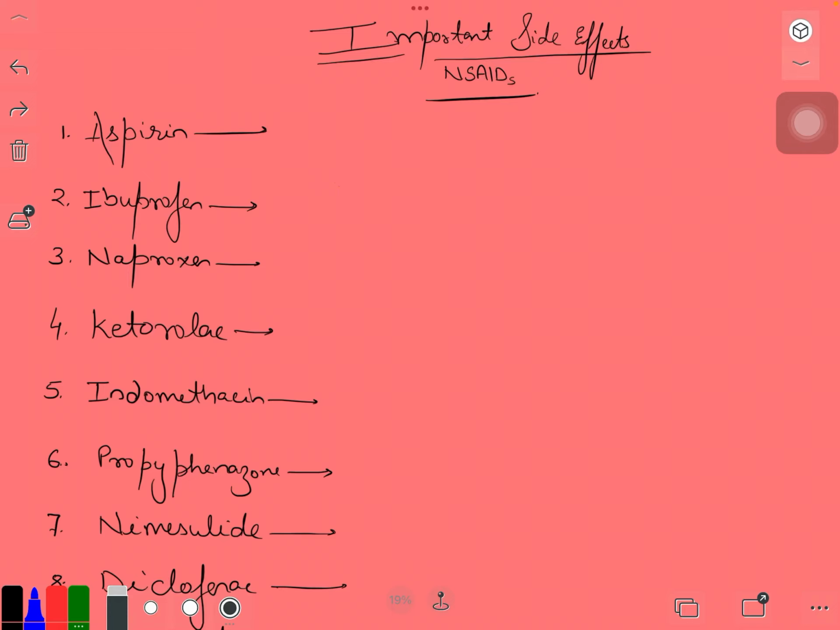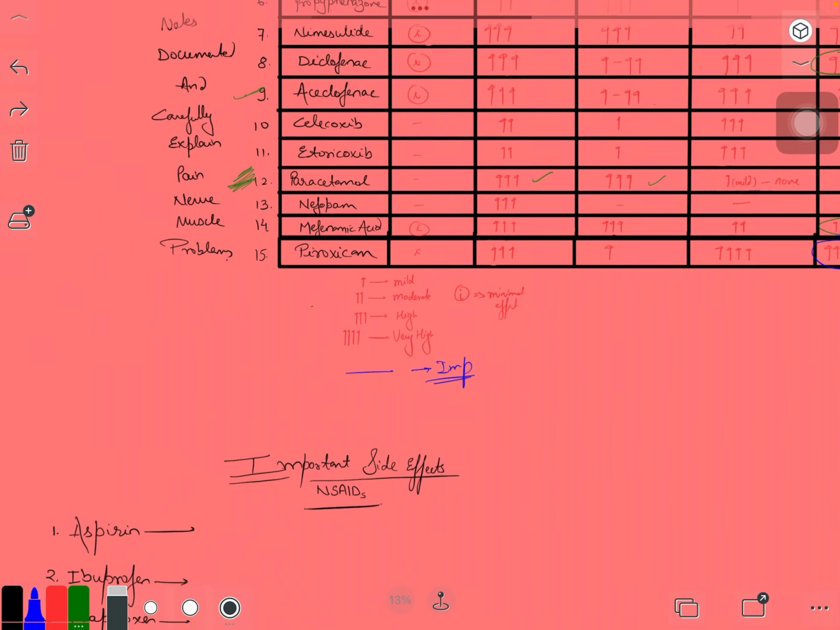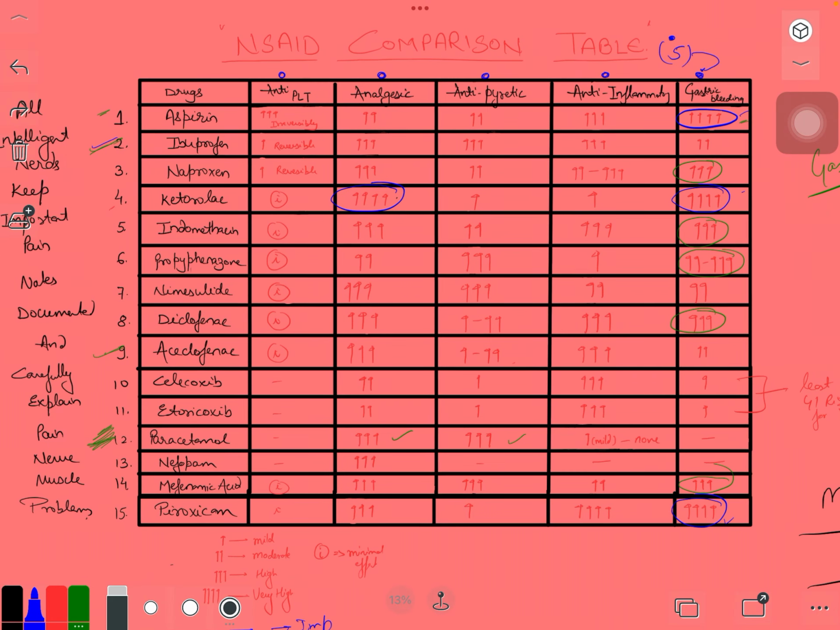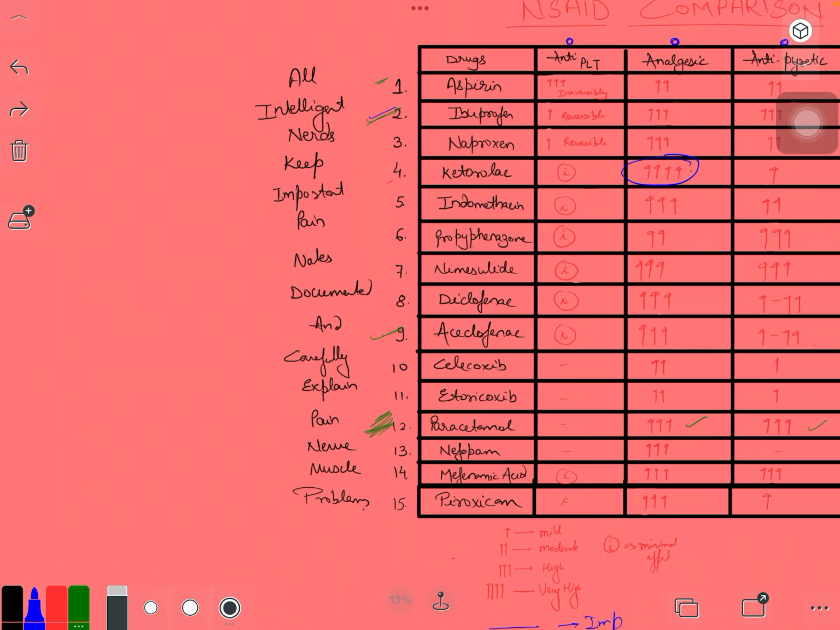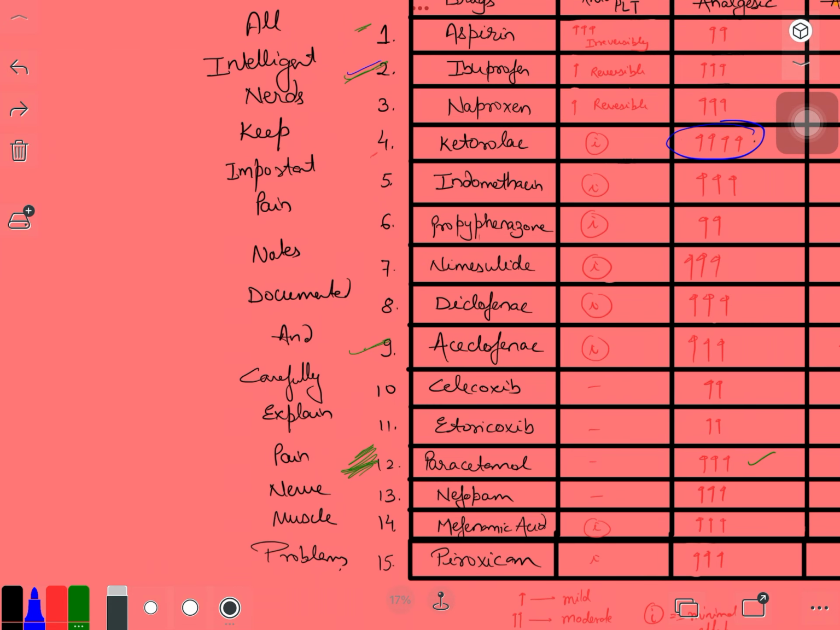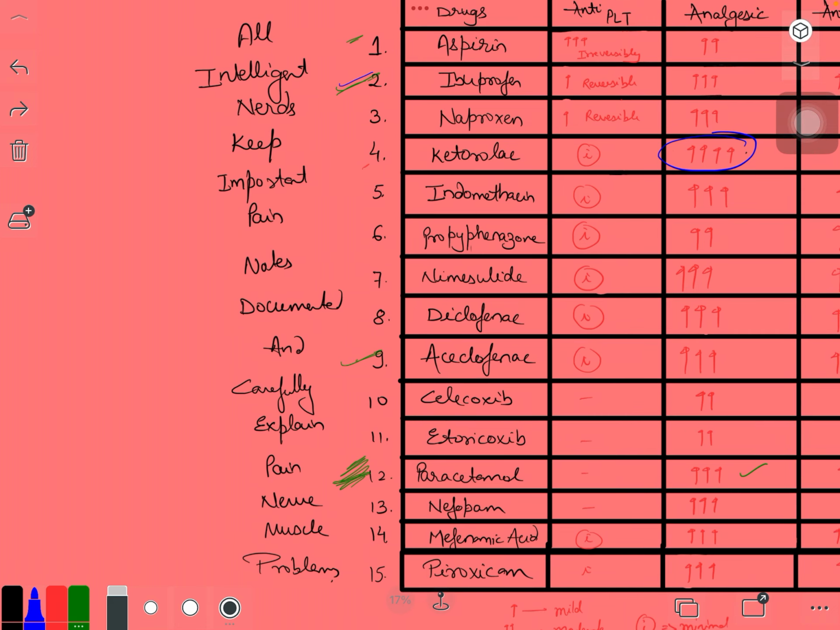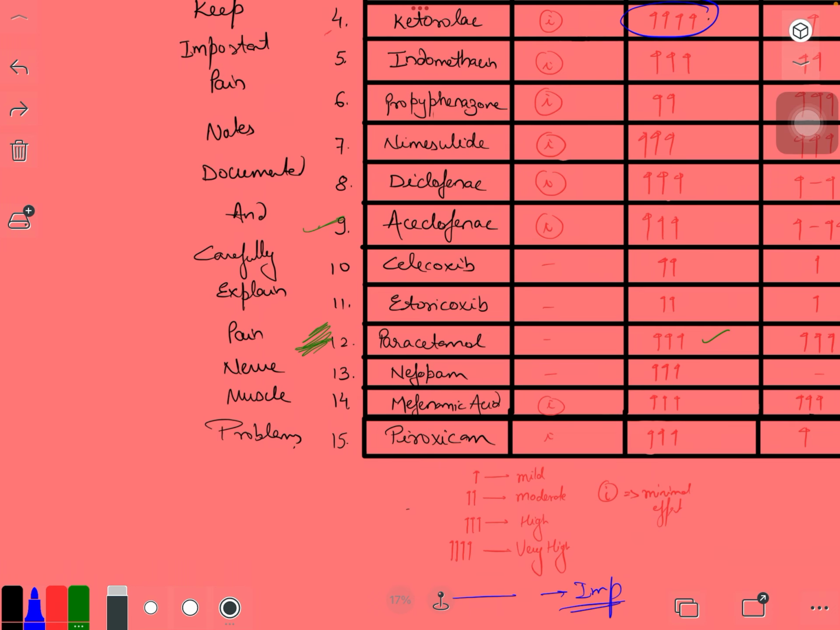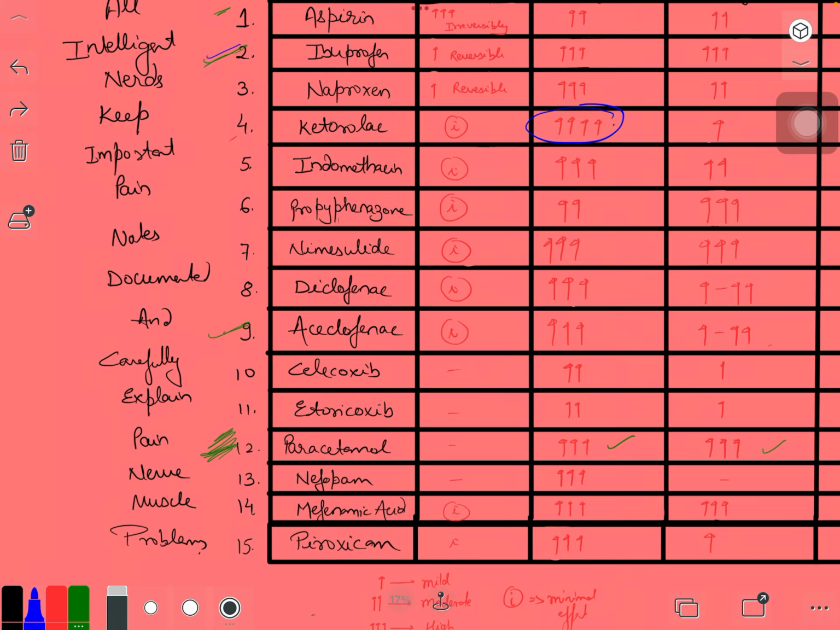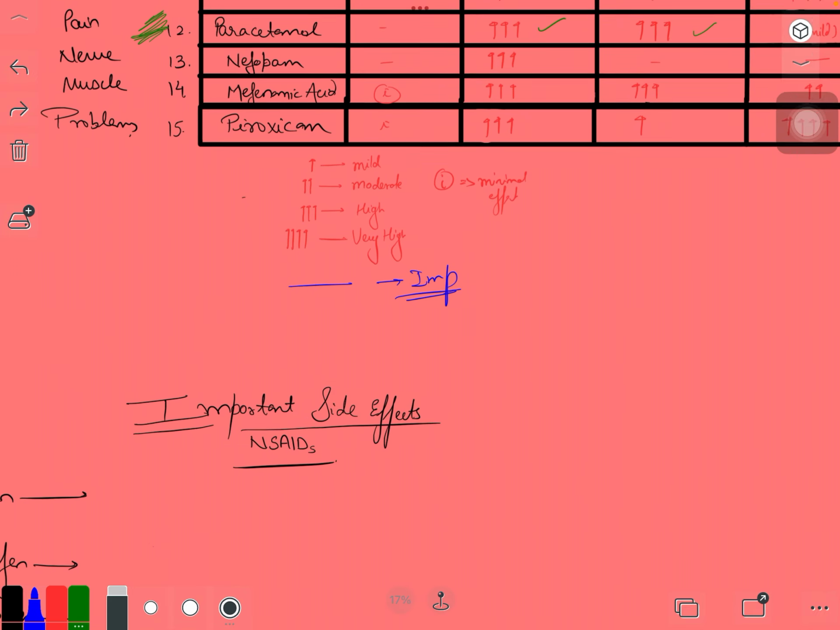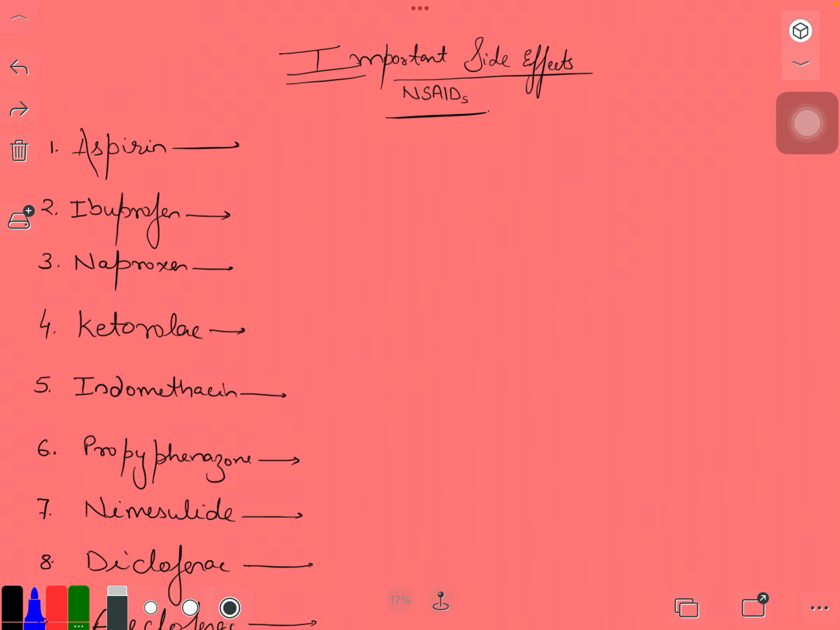Time to talk about the important side effects of NSAIDs. In the previous lecture, we have already discussed the NSAID comparison, and here's a quick mnemonic which you can use. Try to remember all the NSAIDs in sequence. That is, "The all intelligent nerds keep important pain notes documented and carefully explain pain, nerve, muscle problems." You can use your own mnemonic, but remember it in sequence. It will be much more helpful in upcoming lectures.